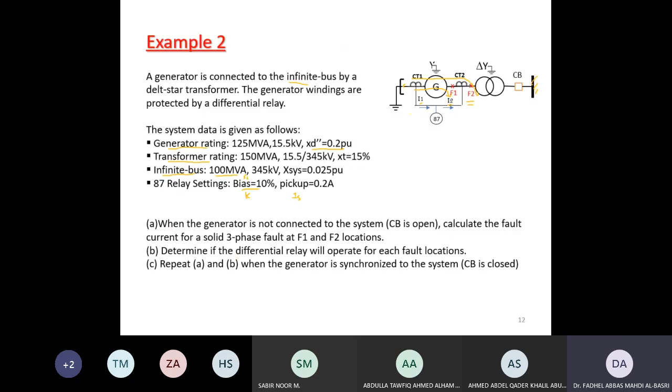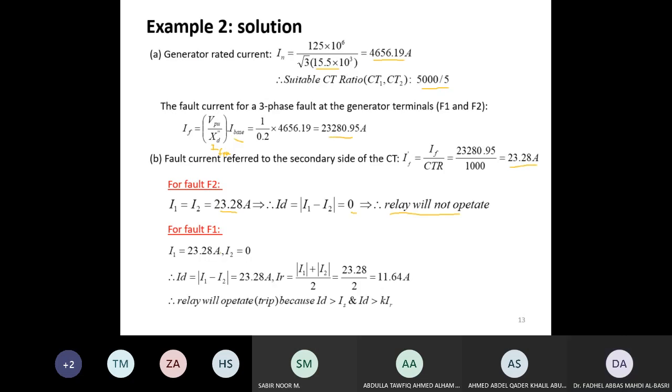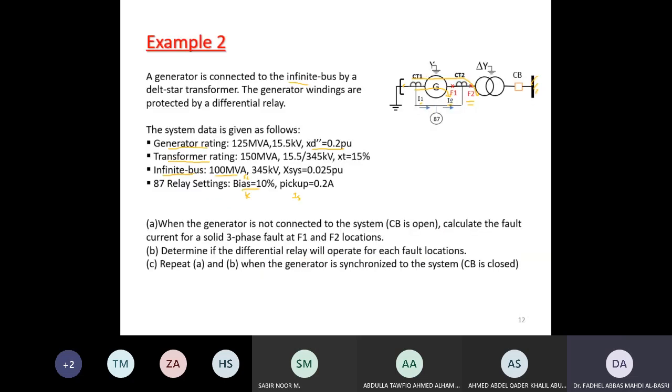For F1, the current I1 will be the same as the fault current referred to the secondary side, and I2 becomes 0 because there will be no fault current passing through CT2. So I2 is 0, and the differential current is this, and the restraint current is the average of these two currents. I'll check the relationship. Is ID greater than IS? I differential now is 0.23, greater of course than IS.